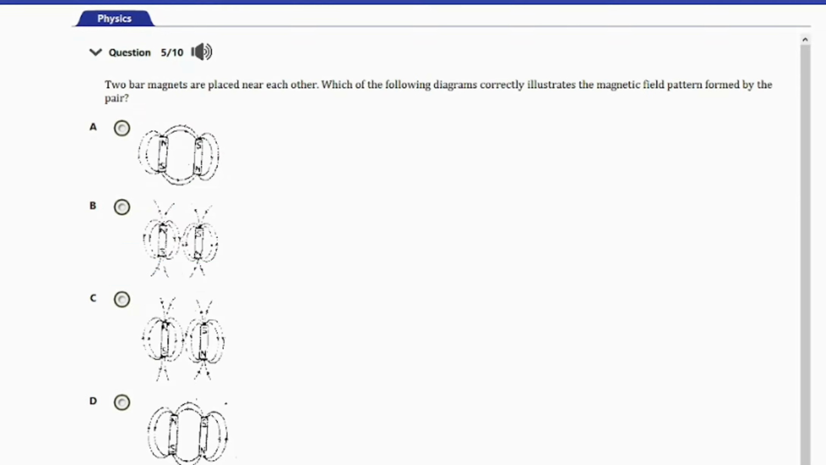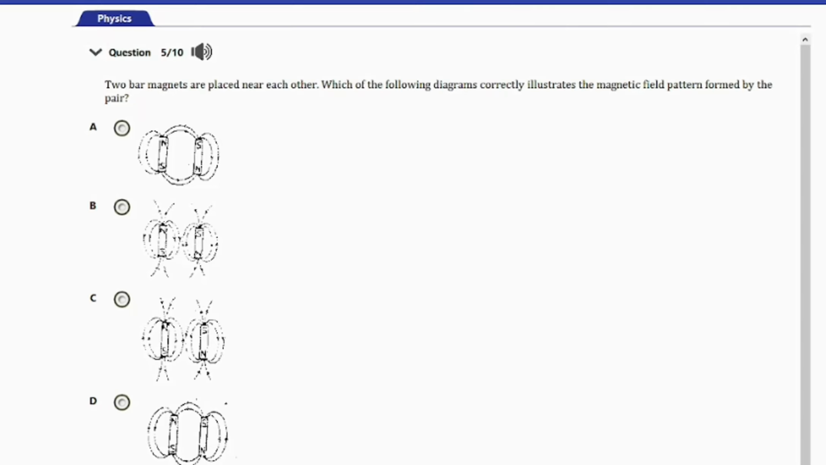So that's question number 5 here. It says, 2 bar magnets are placed near each other. Which of the following diagrams correctly illustrates the magnetic field pattern formed by the pair? Alright, so we have these diagrams as the options. You'll notice that the magnetic field pattern that will be formed here will be such as illustrated in option D here. So option D is the answer to this question here.